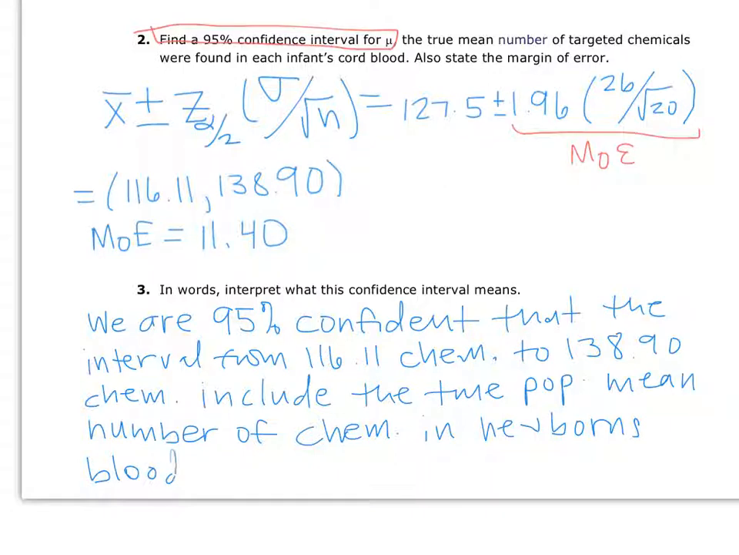Okay, so that's our statement of our population estimate. We are 95% confident that this interval that we have calculated, from 116.11 to 138.9, contains the true mean number of chemicals in all newborns' blood.